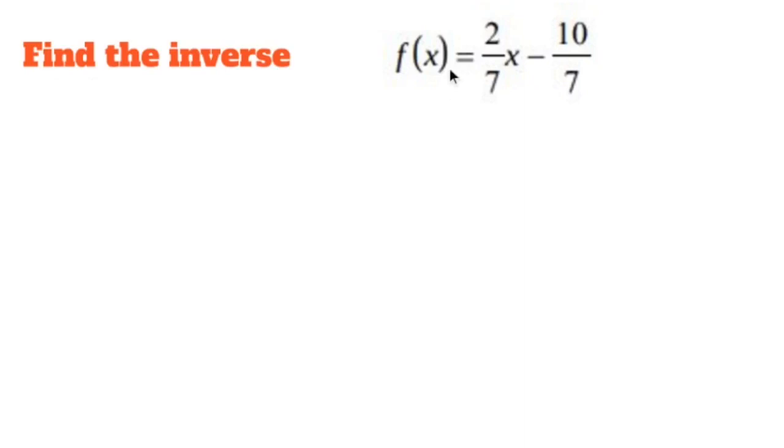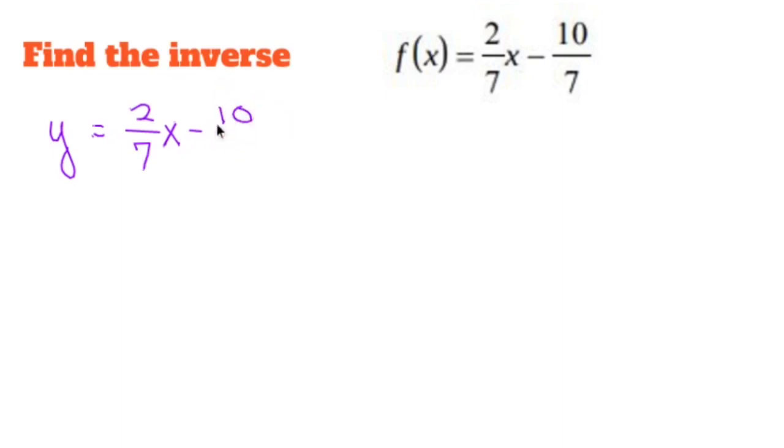Find the inverse of f of x equals 2 over 7x minus 10 over 7. All right, so the best way to find the inverse is I'm going to pretend that f of x is y for now, just because it'll make things look a whole lot nicer. I suggest that when you do problems like these, you do the same.